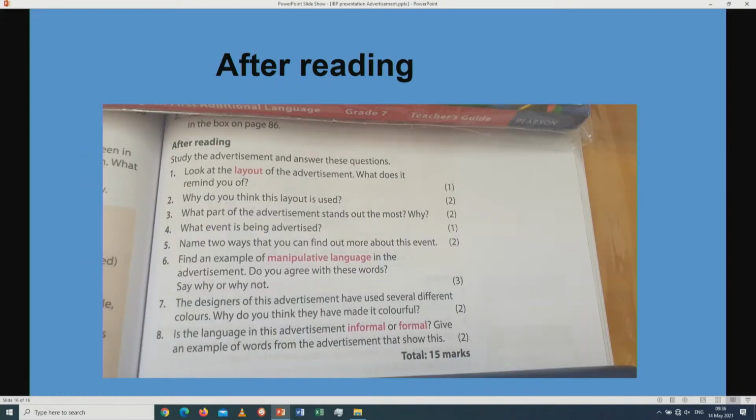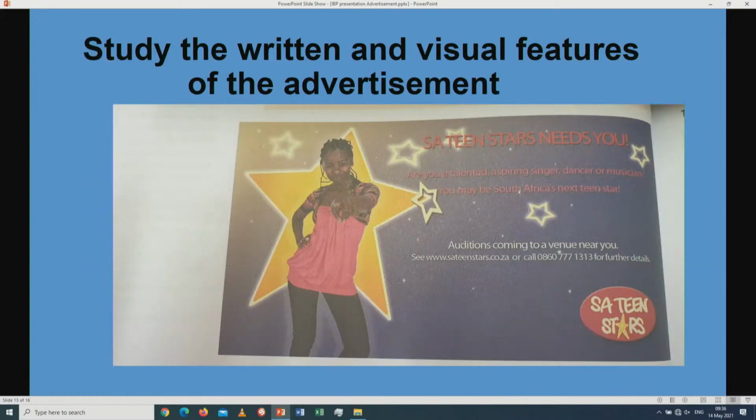Question 3. What part of the advertisement stands out the most and why? You need to give a reason. What part of the advertisement stands out the most and why? Let's go back to the advertisement. We are looking at the part that stands out the most and you need to give a reason.